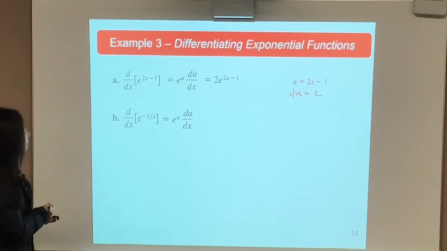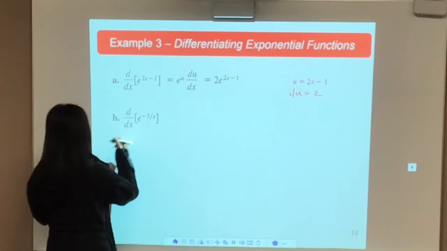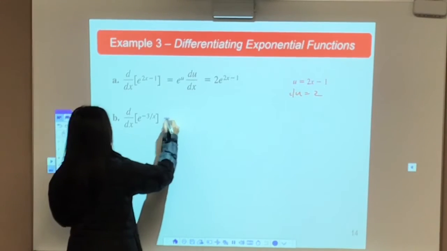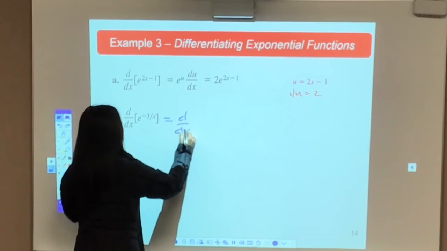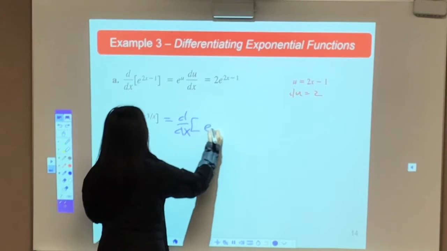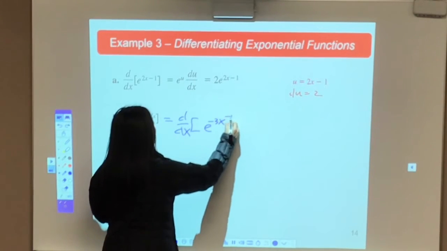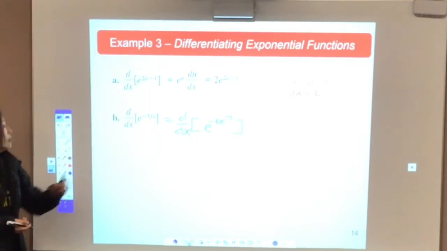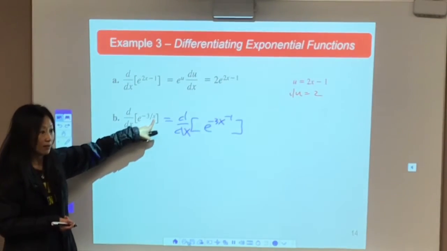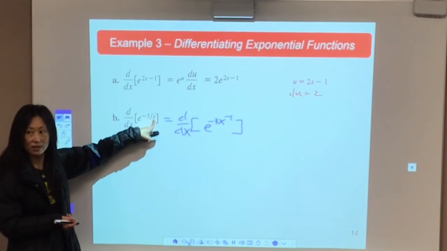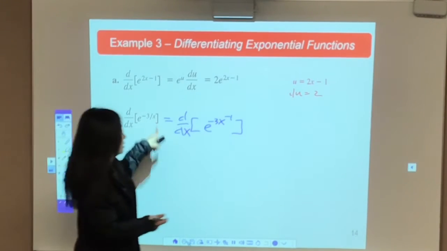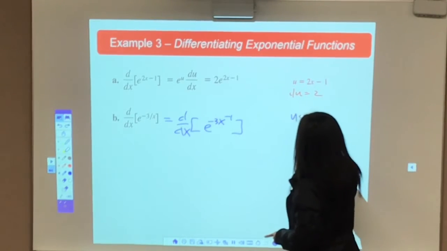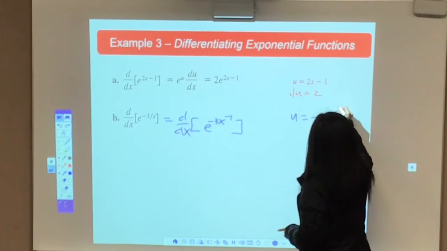All right, so this one let's do together. Can I rewrite this problem as e to the negative 3x to the negative 1 power? Are you with me, class? Because it's a denominator. Okay? All right. So I'm going to say my u is negative 3x to the negative 1.